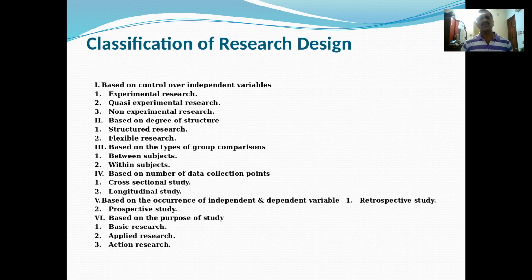Whereas flexible research allows some form of changes. It is flexible. And the flexibility is not for the ease of research or to make the research very simple, but to improve the quality of research. Because of the flexibility, we will get more quality data, more in-depth data.